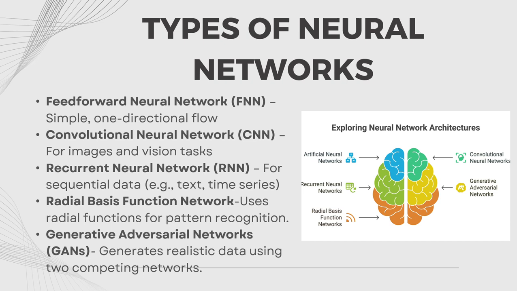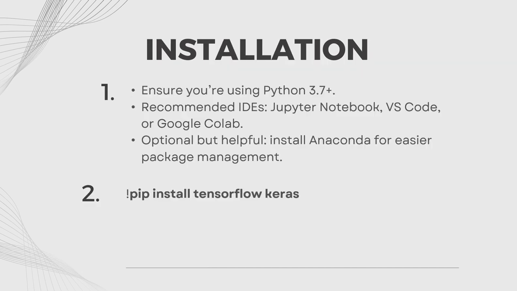Next, radial basis function network, used in pattern recognition problems. Next, GANs. They are creative. They generate images, music, or even fake voice. For example, have you seen AI on Instagram or fake celebrity videos? That's GANs at work. We will discuss types of neural networks deeper in a further video.